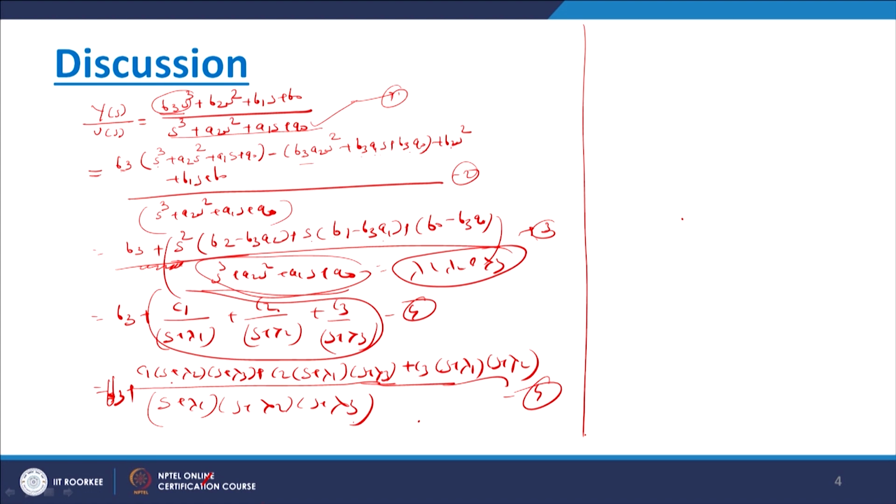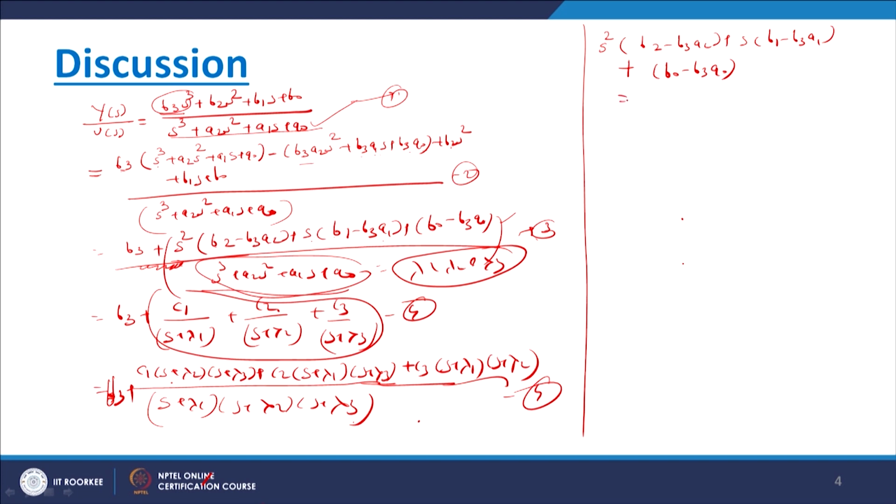Now we can write down as S square (B2 minus B3 into A2) plus S (B1 minus B3 into A1) plus (B0 minus B3 into A0). So what have we done? We have taken these particular equations, this equation, and we have to compare it with this.